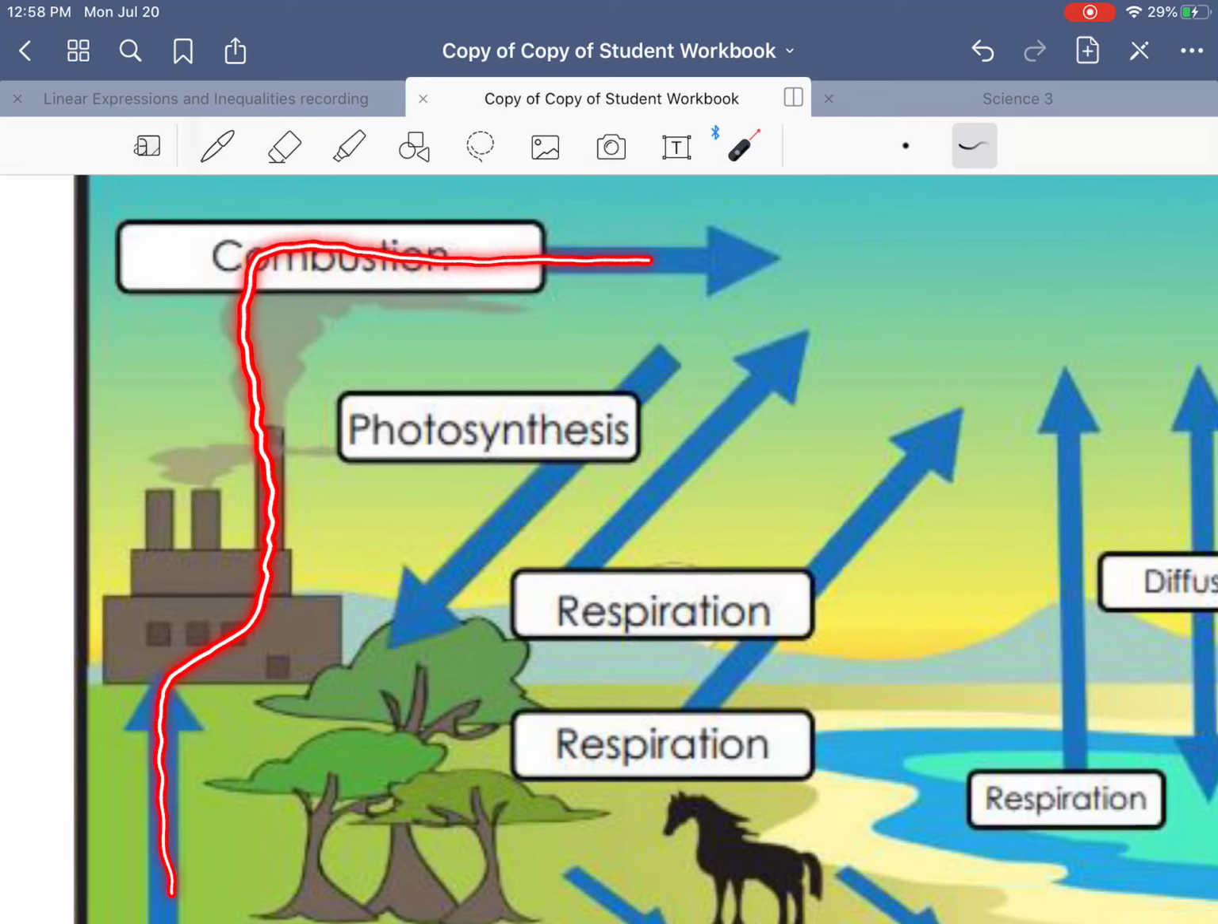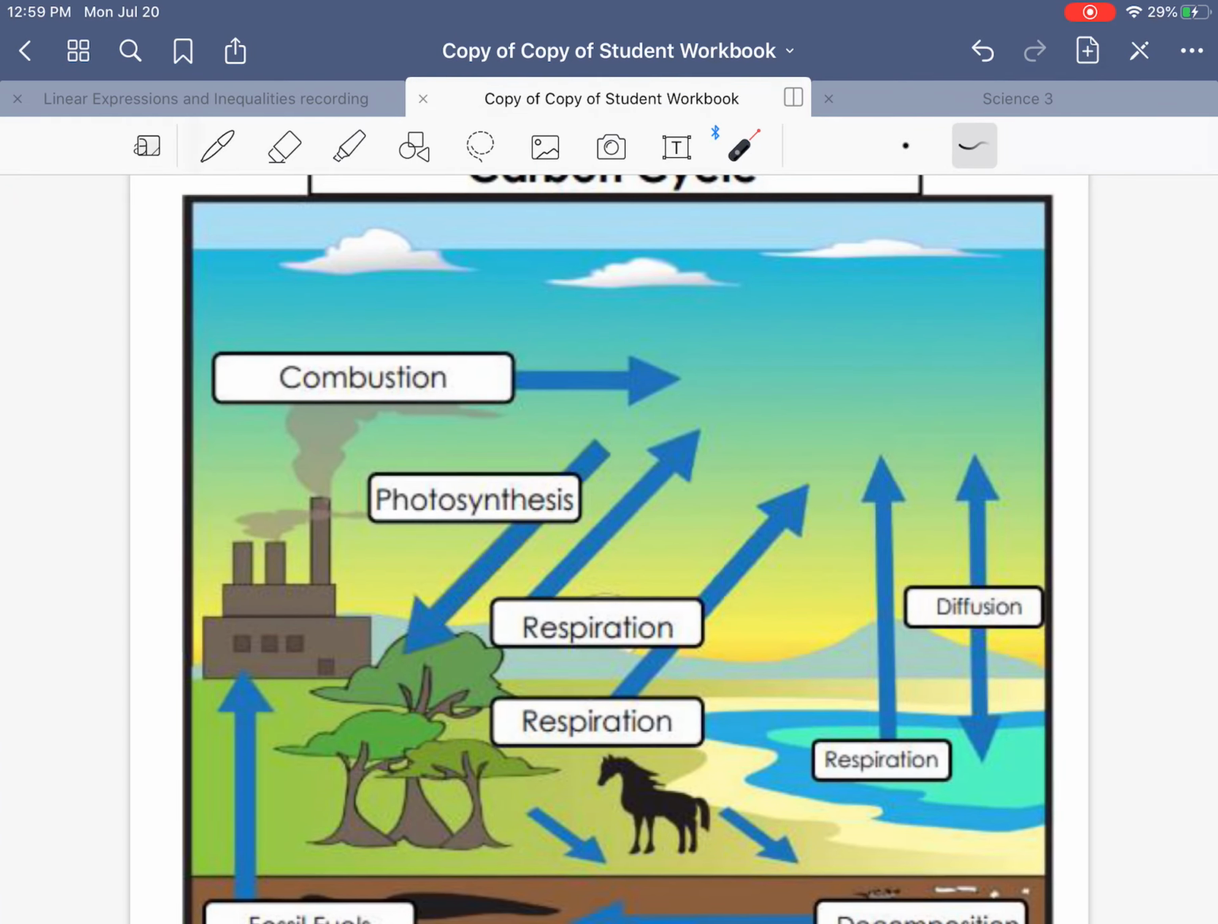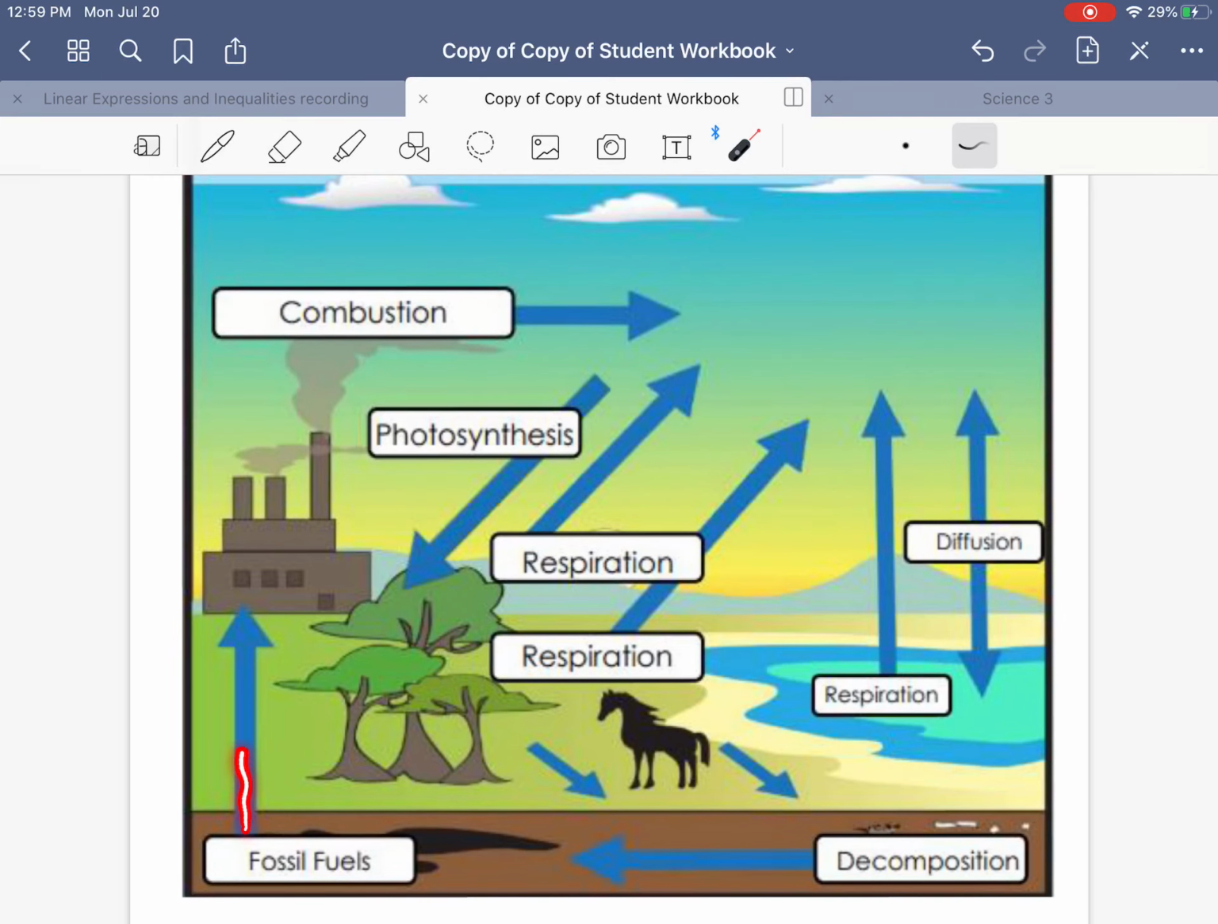Combustion occurs, and then what? The arrow is pointing this way. That is putting carbon dioxide, CO2, into the atmosphere. So this particular track takes fossil fuels through the factory, through combustion, and back into the atmosphere. That's one way that carbon dioxide enters the atmosphere. Okay, so let's look at other arrows going the same way, arrows going upward. Here's one.